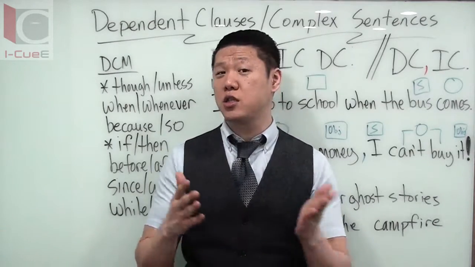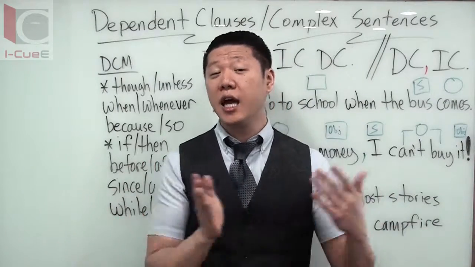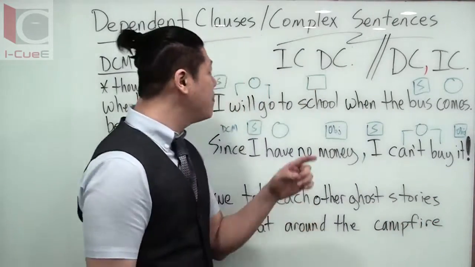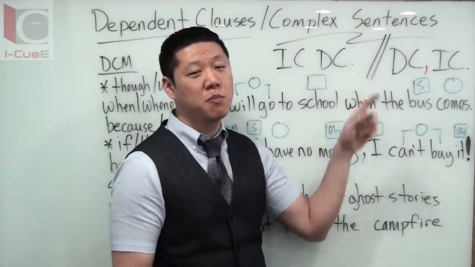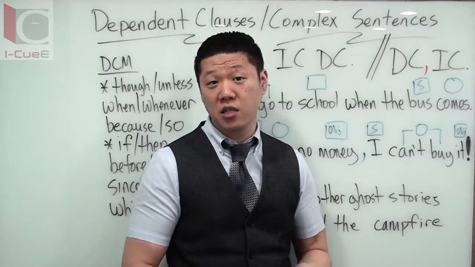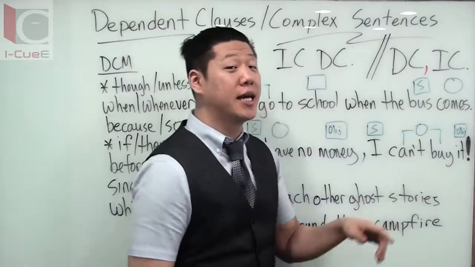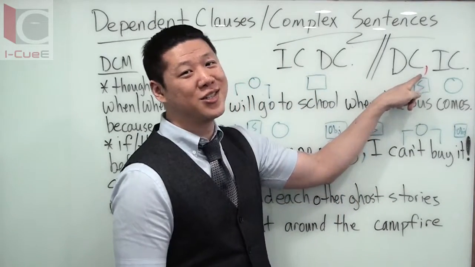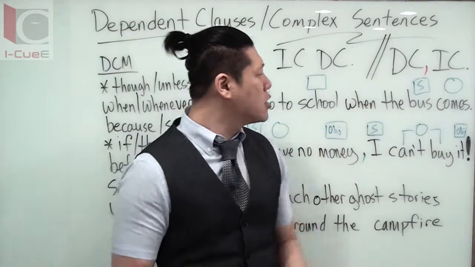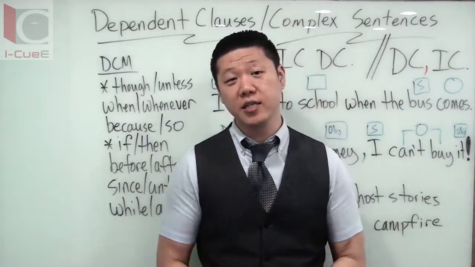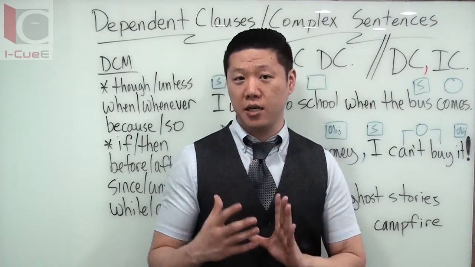You could choose to start with the independent clause and finish with the DC, or you could start with the DC and then go to the IC. But what you have to remember is this. If you have IC and DC, you need to have a punctuation mark at the end: period, question mark, exclamation point. But if you have a DC that begins your complex sentence, this is absolutely necessary. You need to have a comma if you're going to start with a DC and then go to your IC.